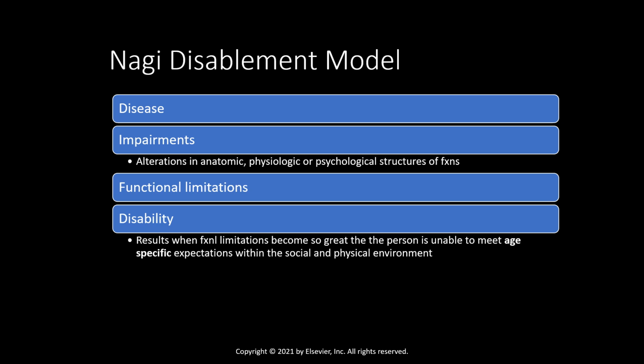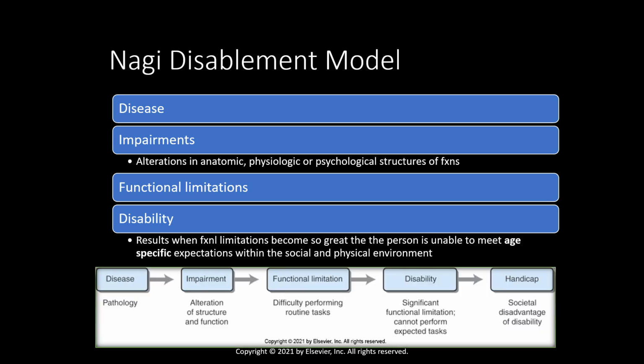It's important that when we look at disability, we look at that as being the result of when functional limitations become so great that the person is unable to meet age-specific expectations within the social and physical environment. And so that means we're going to have different considerations for what we expect somebody to be able to do at 6 months versus 6 years versus 16 years versus 60 years versus 90 years. And so disability is often going to be contingent upon age.